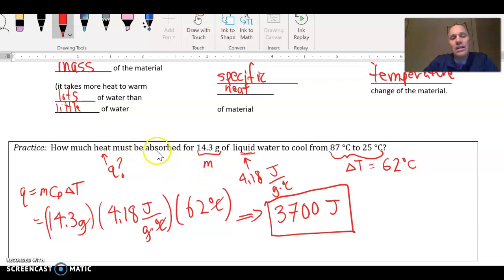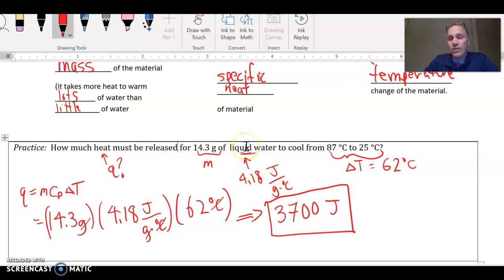It's related to temperature, but it's not the same thing as temperature. How much heat must be, actually, this should be released. Let me change that since it's cooling down. How much heat must be released for this much water to cool from 87 to 25. So we can calculate a change in the temperature. That's just the difference in the temperature here. This is obviously the mass right here. And one thing that's relevant is we're talking about liquid water.